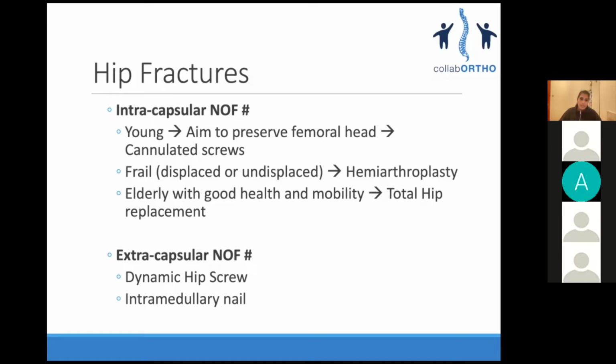Okay. If the patient is old and frail and not very active, you go down the hemiarthroplasty route, so that's half a hip replacement. If they're old but they've got good mobility, so they were walking unaided or they were driving before the injury, then you give them a total hip replacement. Okay, so that's just a rundown of intracapsular fractures. For extracapsular fractures, you can either fix them with a nail or plate and screws.